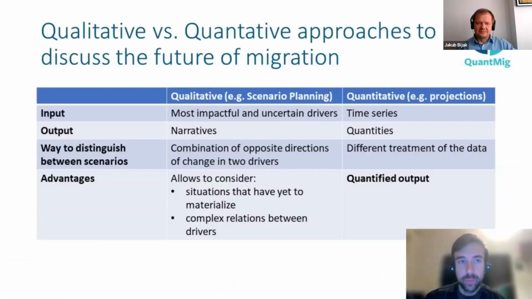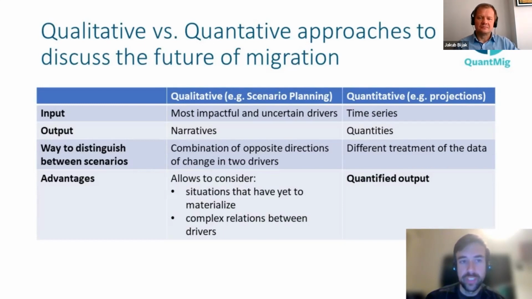We can distinguish between qualitative and quantitative approaches to scenario building. Qualitative approaches often use scenario planning. In scenario planning exercises, experts come together to identify the 2 most important and uncertain drivers of change in a phenomenon of interest. Then, for each driver of change, they outline 2 probable directions of change. Finally, for each change in each driver, they elaborate narratives that describe change in the outcome of interest.